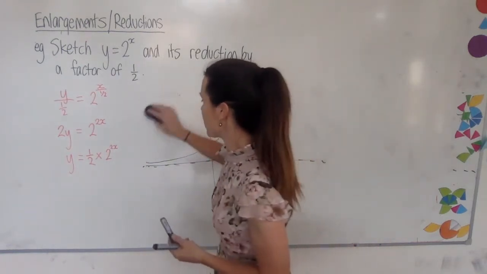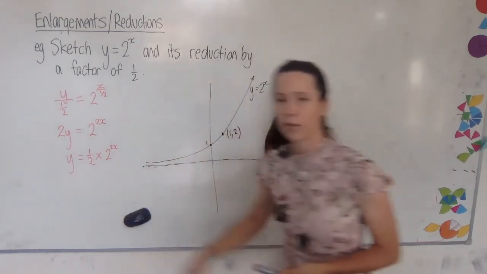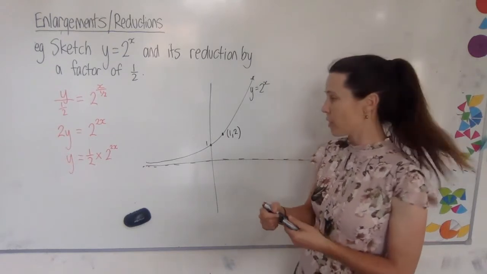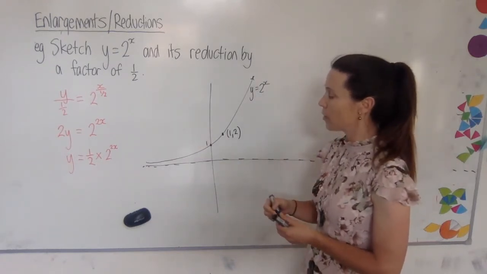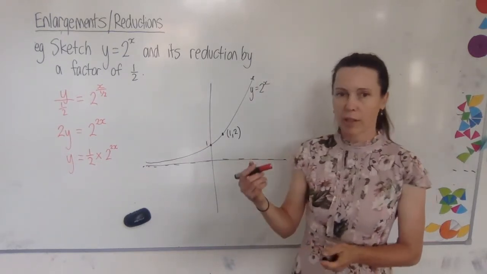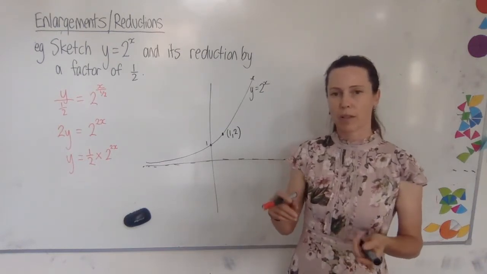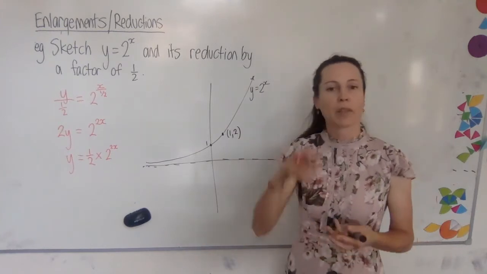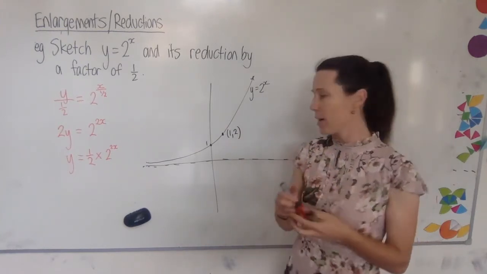Okay, now there's multiple ways that you can draw this. Don't forget your good old friend, the table of values. You can always draw one up, showing points of interest and key points and plot them. The other thing to remember is that with an enlargement, we're making all the points further away from the x and the y-axis. With a reduction, we're getting everything closer to the x and the y-axis.